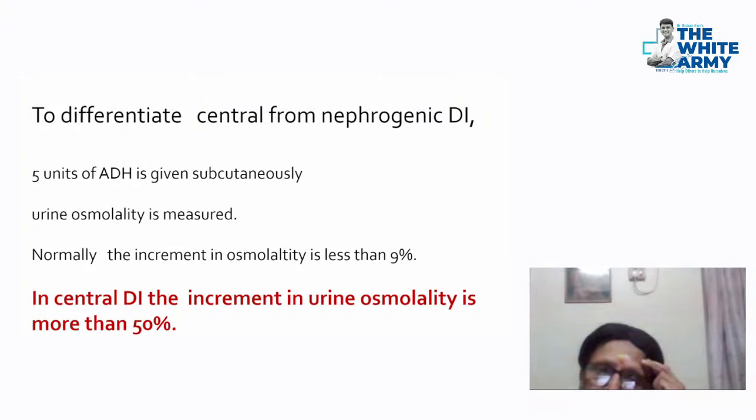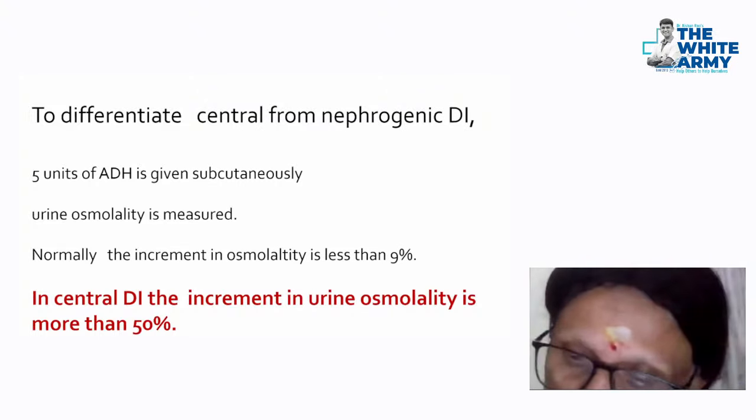You administer exogenous ADH 5 units subcutaneously and measure the osmolality. Normally, the osmolality increase will be less than 9%. If the patient has a central diabetes insipidus, because there is no ADH, once you give 5 units of ADH, the osmolality will increase by more than 50%. That shows there was no ADH. You are giving ADH, that ADH is acting on the tubules and the urine osmolality has gone up by more than 50%, thereby showing the patient is reabsorbing water and it is getting corrected.